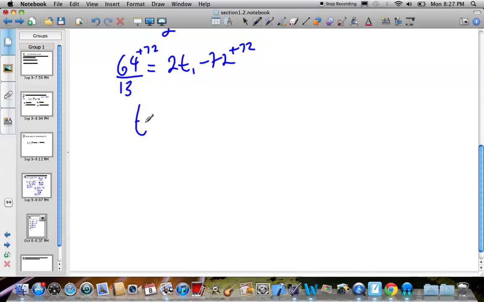So my T1 is... my calculator gives me an approximate number, but if you had a TI-83, which I don't have at the moment, you might be able to get a good fraction, which is going to be 38... we'll go with 5. So my first term is 38.5.